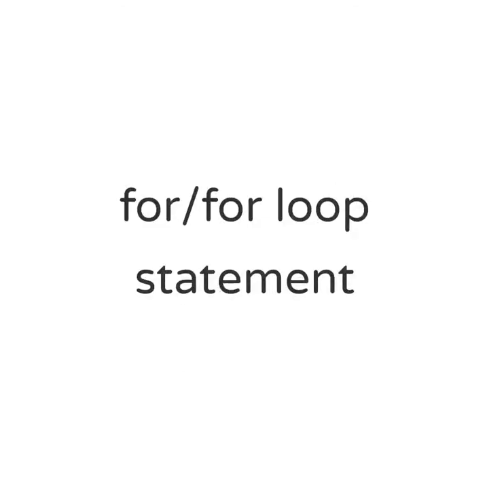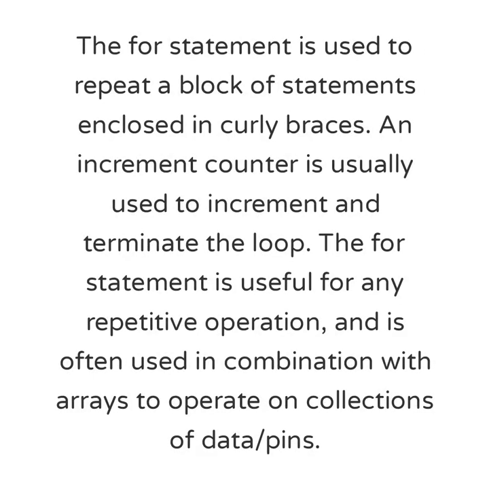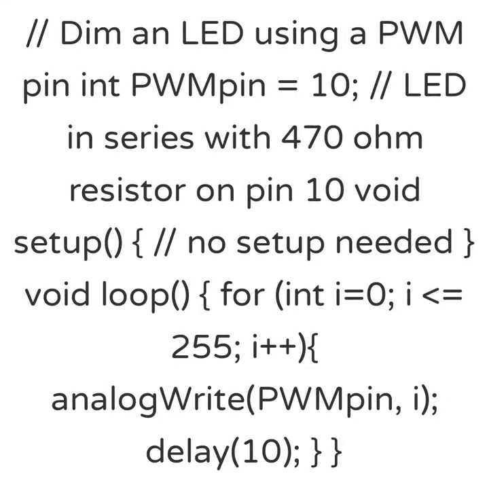The next statement is the for loop statement. It is used to repeat a block of statements enclosed in curly braces. An increment counter is usually used to increment and terminate the loop. The for statement is useful for any repetitive operation, and is often used in combination with arrays to operate on collections of data pins. The code would look like this.